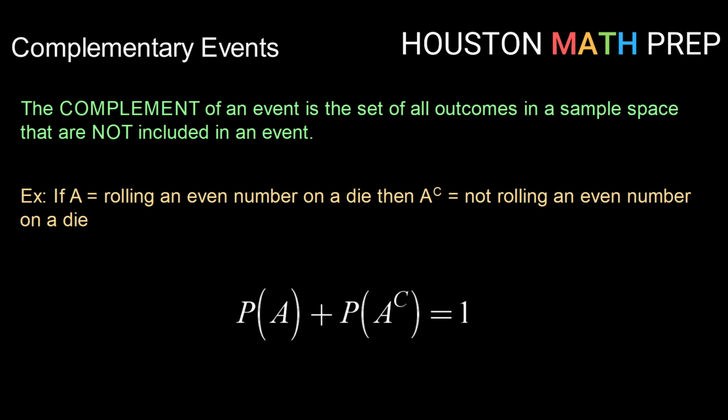In this video, we're going to talk about the complement of an event. So, the complement of an event is the set of all outcomes in a sample space that are not included in an event. Let's take a familiar sample space, like rolling numbers on a standard die. Our sample space for rolling numbers on a standard die are the numbers 1 through 6. Those are all the possible outcomes that we can get by rolling a die one time.